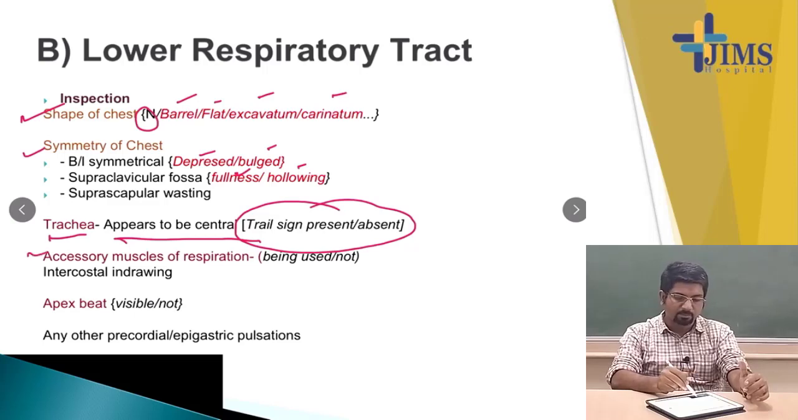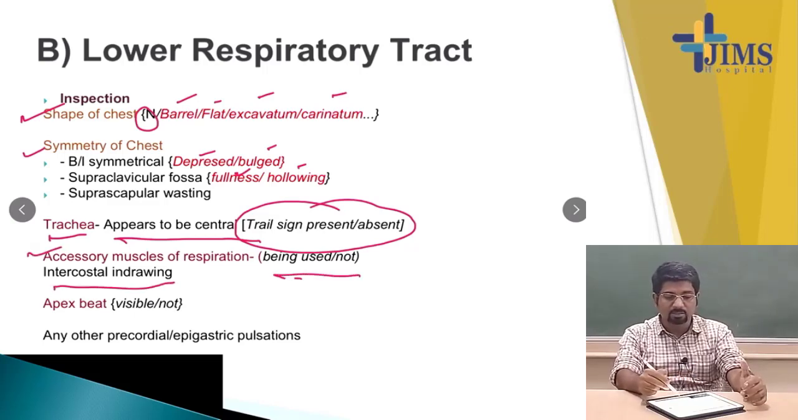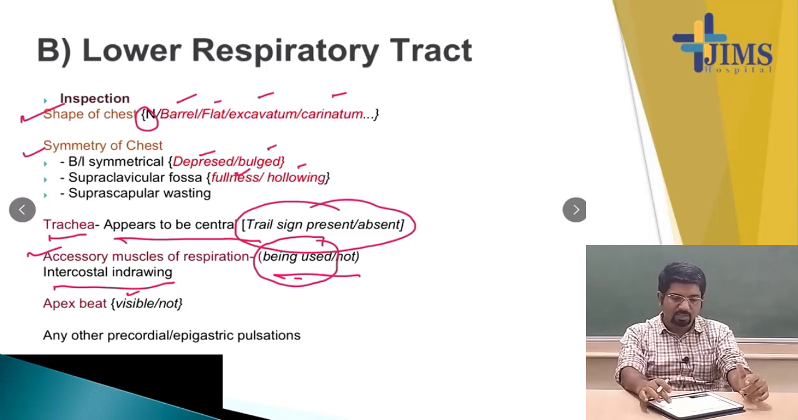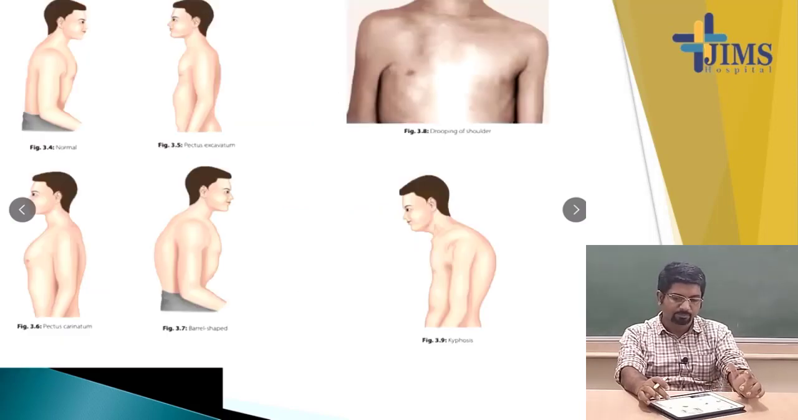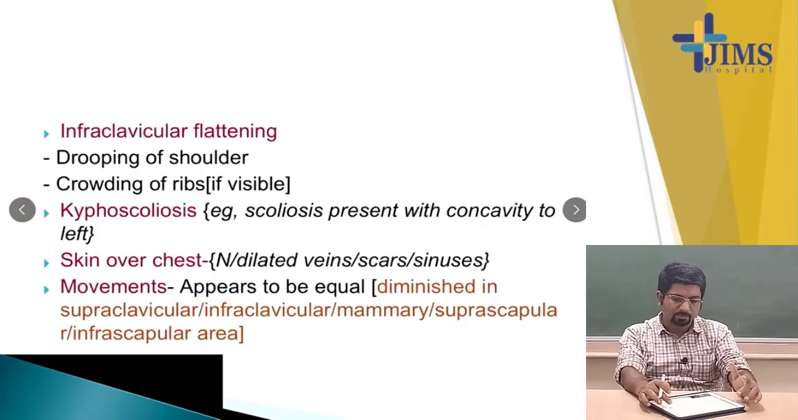And accessory muscles in respiration: whether these are used or not, and if they are used, whether there is any intercostal indrawing. If so, that means the patient is in respiratory distress. And the apex beat, whether it is visible or not. These are the points you have to note during inspection. This has already been described in the anatomy chapter.